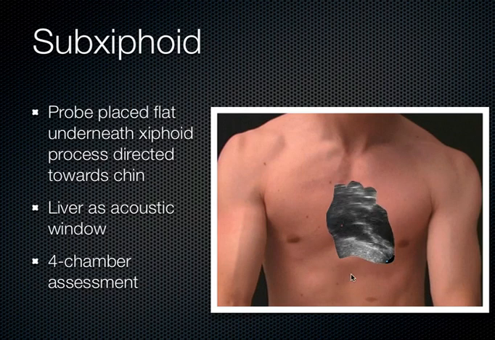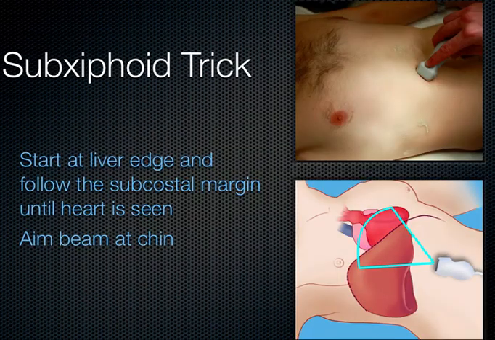And I go back and forth between calling this subxiphoid or subcostal. You really start off sort of subcostally underneath the rib margin and then slowly slide it up into this subxiphoid area. And you're going to use the liver to see the heart. This is the 4-chambered view of the heart. Again, we're subcostally here, or subxiphoid.